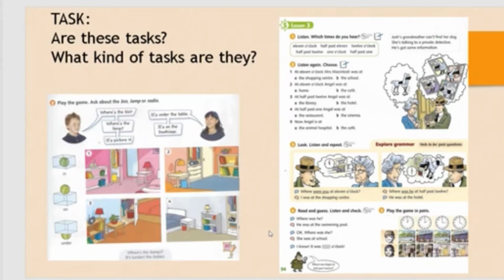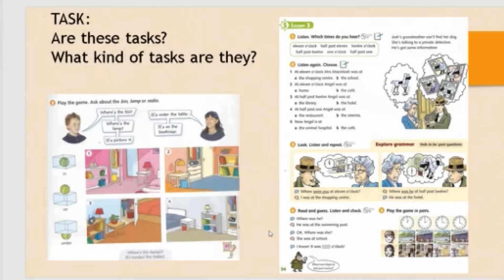So student A asks questions such as, where's the bin? And student B responds, it's under the table. Where's the lamp? It's on the bookcase, and so on. So that by the end, student A guesses what student B is describing. Now notice that in this particular task, students are using speaking only. They are looking at a picture and they are using language orally.